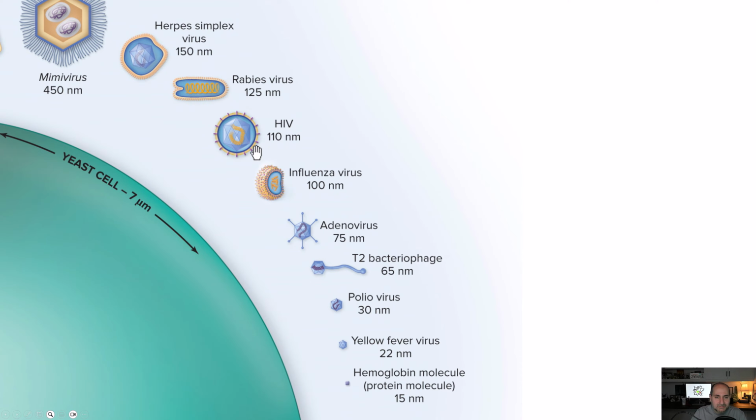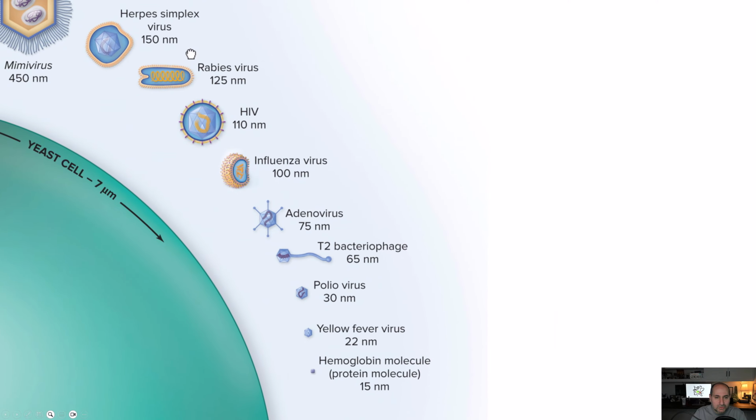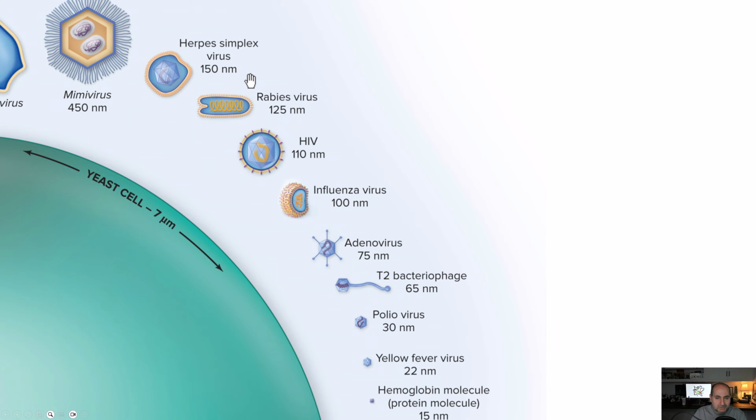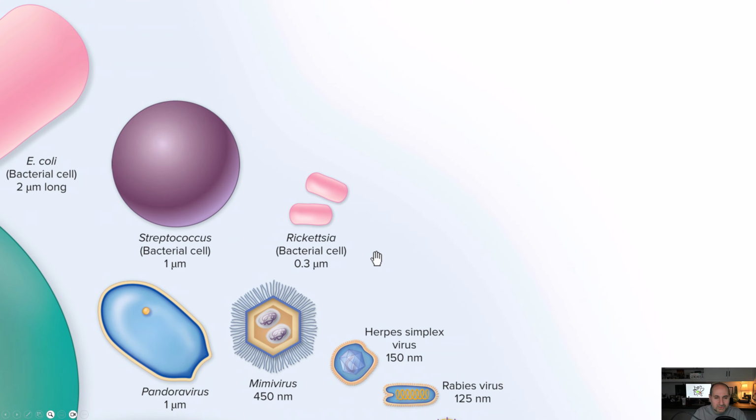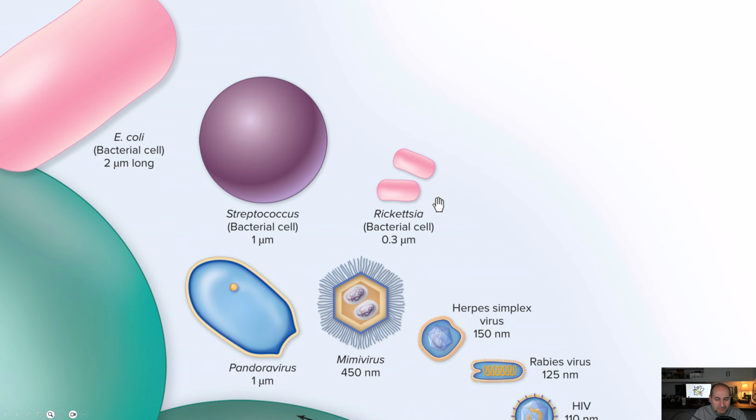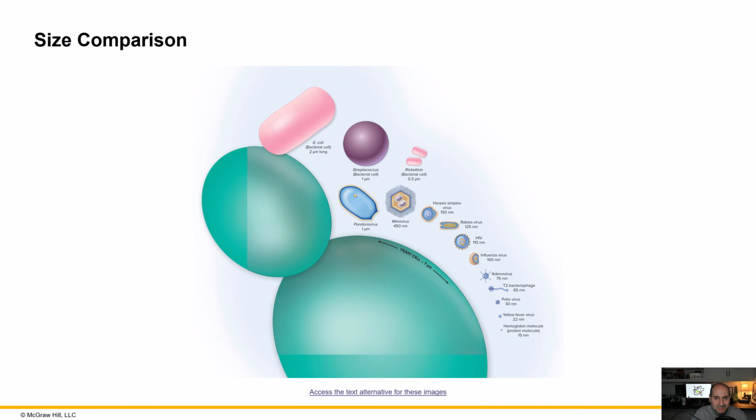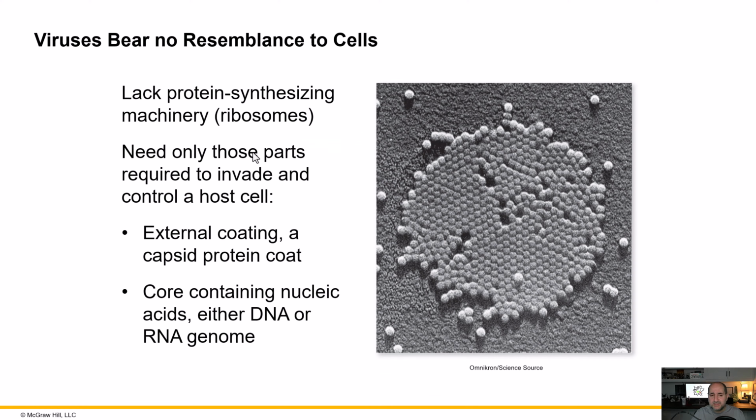So again, because viruses are typically smaller than bacterial cells and smaller than the size limit of a light microscope, which is 1 micrometer, you cannot visualize most viruses with a light microscope, and instead you're going to need an electron microscope to visualize viruses. And as I said before, viruses bear no resemblance to cells. They are not living. They are not cells.